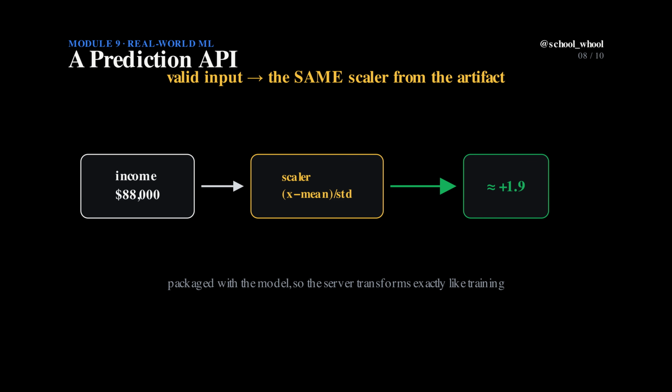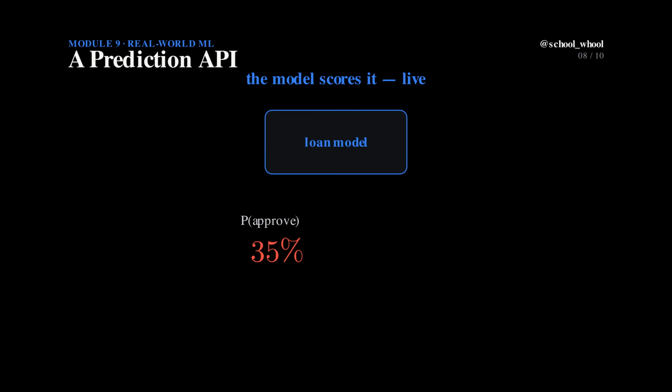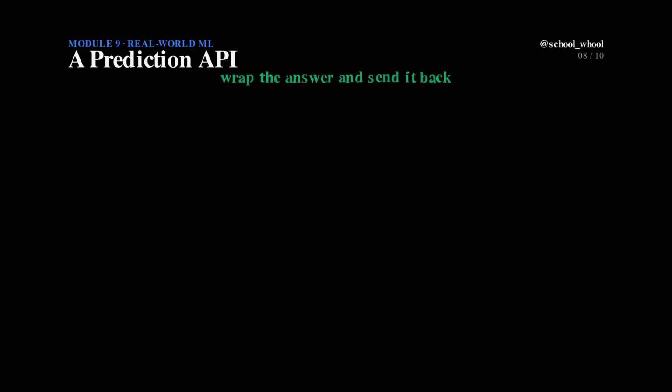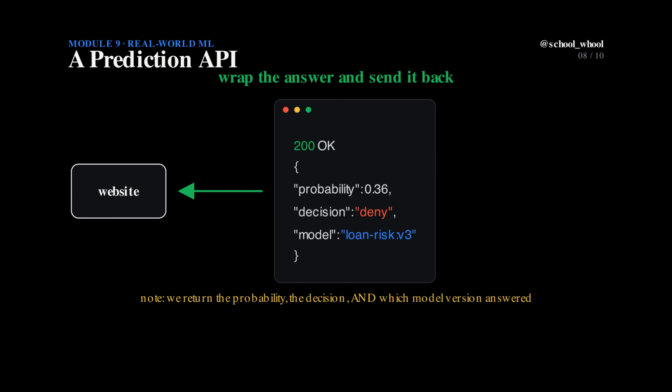Now the model scores the prepared applicant, live. 36% probability of approval, below our threshold, so the decision is deny. Exactly the answer the model produces in a notebook, now produced inside the service. Finally, we wrap that answer in the response and send it back to the website. Notice what we return: the probability, the decision, and the model version that produced it. That version tag will matter enormously once we start monitoring and retraining.